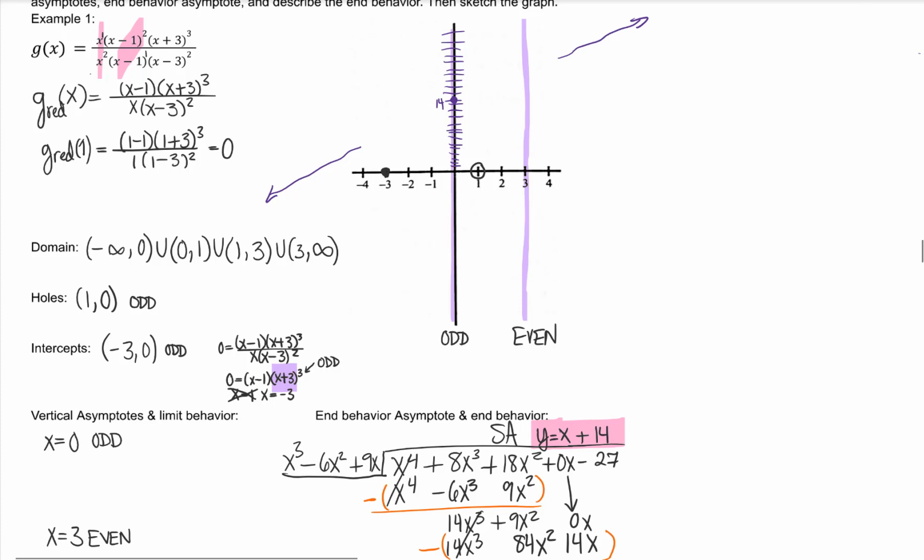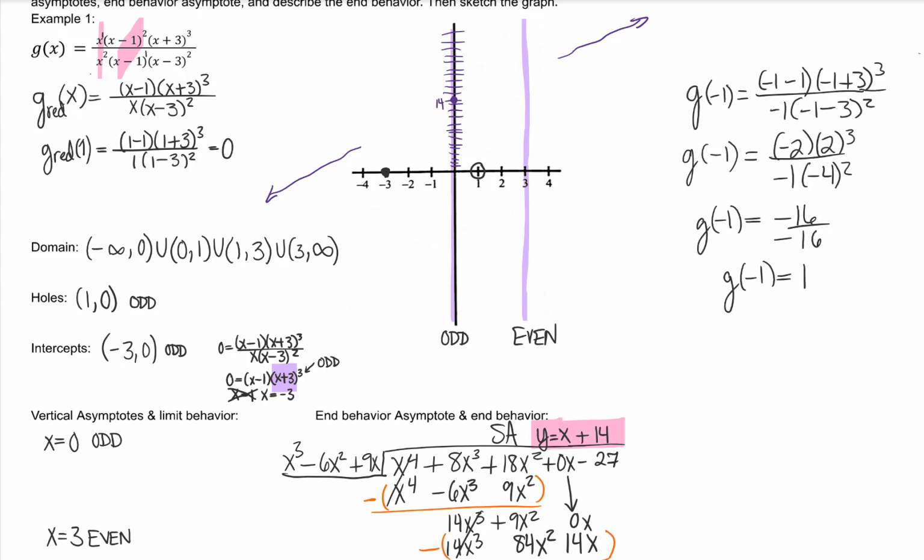So I'm going to plug in -1 into the reduced form. G of -1 is 1. We are going up from here. And we know that we cross the x-axis and we hug the slant asymptote. All right, because this is an odd vertical asymptote, we know the behavior on this side will go to -infinity. Because this hole at the x-axis is an odd one, we know we're going to cross through it. And because this vertical asymptote is even, we know the behavior up here will be the same, which means we will hug the slant asymptote above.